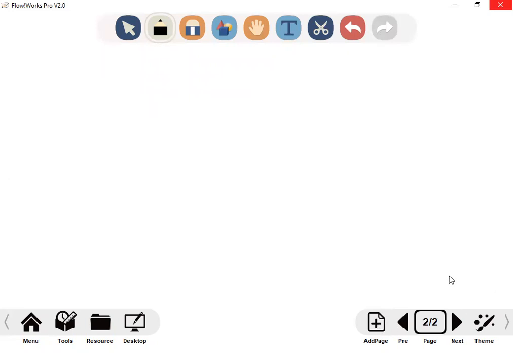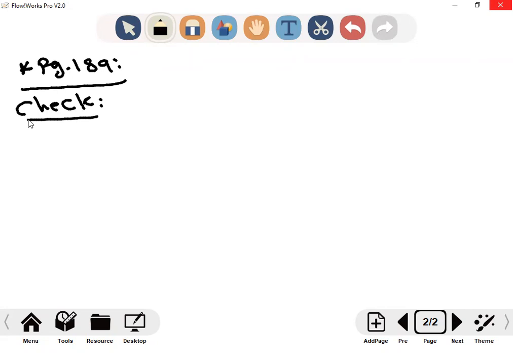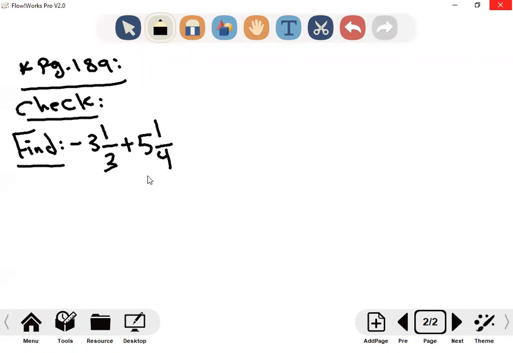Now let's move to the check after this example, page 189 at the top. So we are on page 189. We have this check. Question, find negative 3 and 1/3 plus 5 and 1/4. Now, do we have two signs followed by each other? No. The first mixed number is negative. The second mixed number is positive. Now we need to turn these mixed numbers to fractions.